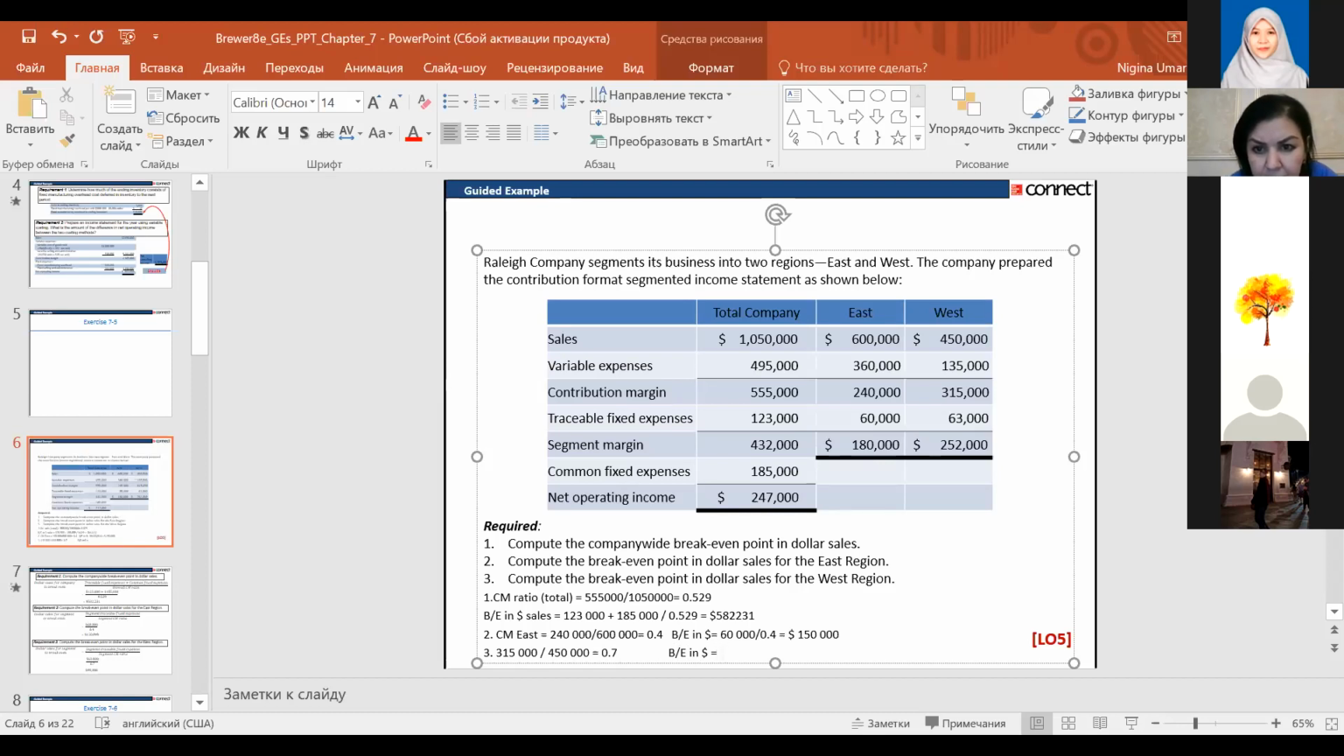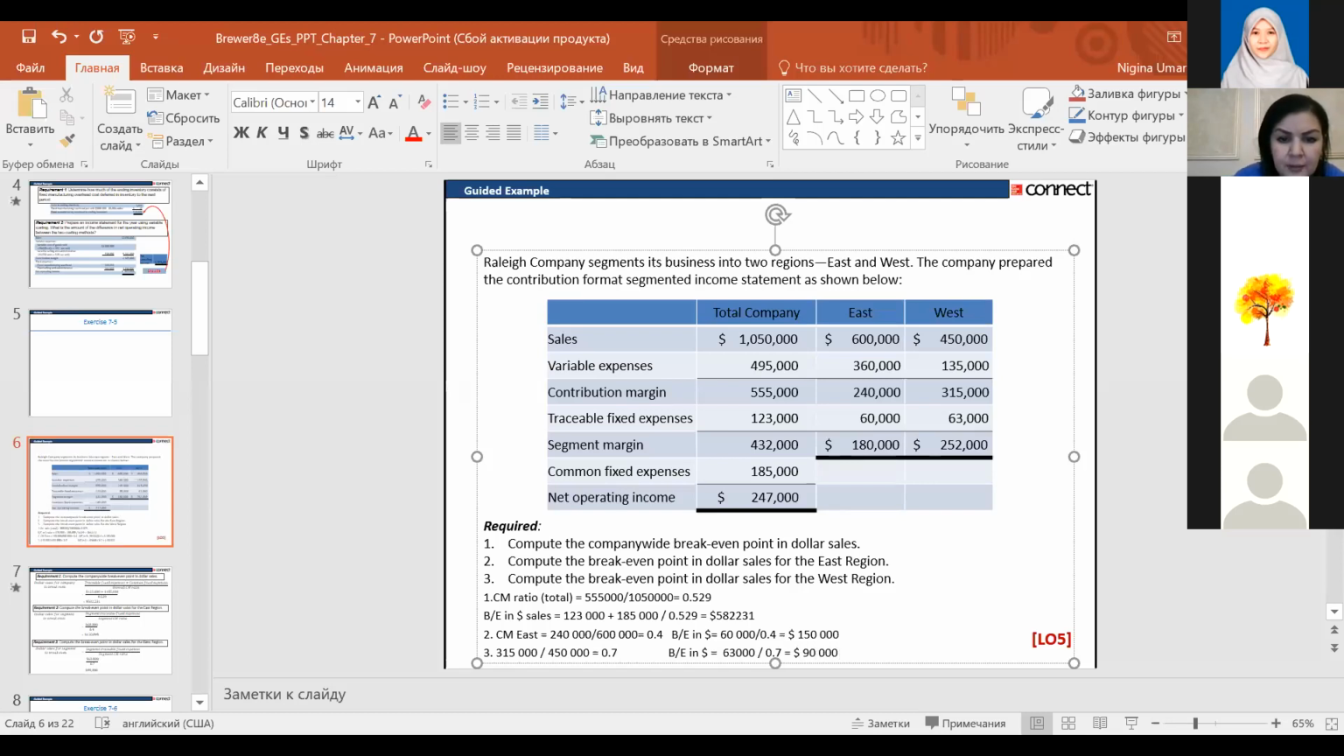63,000, the traceable fixed cost. We divide by what, Salma? 0.7. And what is the amount? 90,000. Yes, very good.